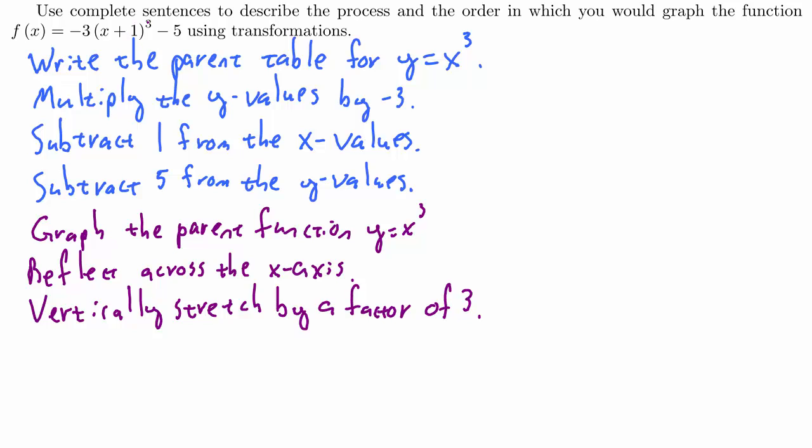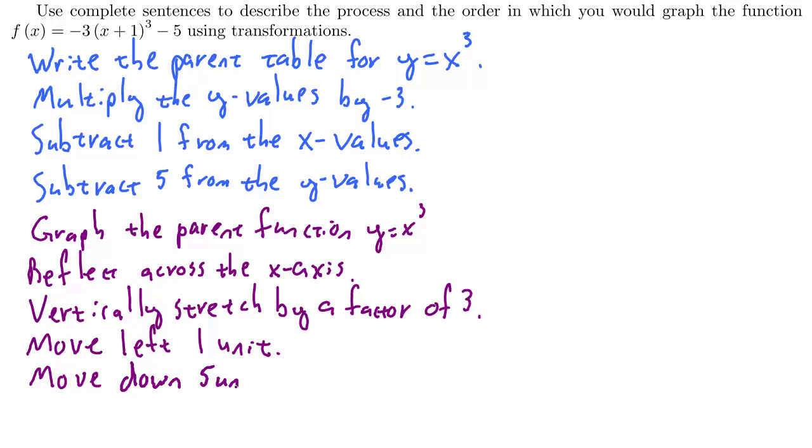Now I can look at the 1, and this 1 is telling me move left 1 unit. Now I need to look at the 5. The 5 again is on the outside, it affects the y value, and I'm going down by 5 units. And that's pretty much it.